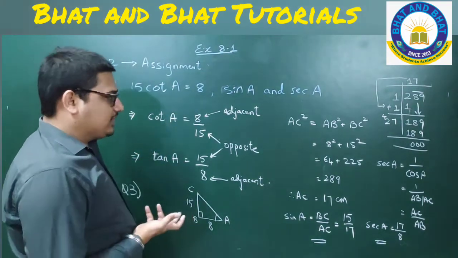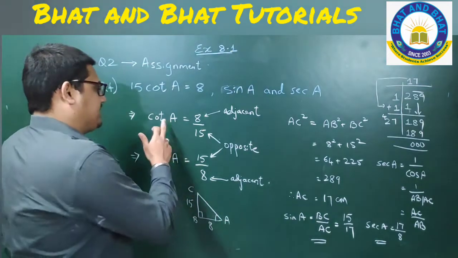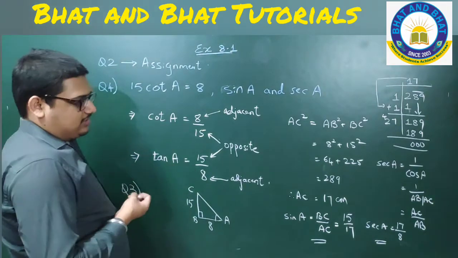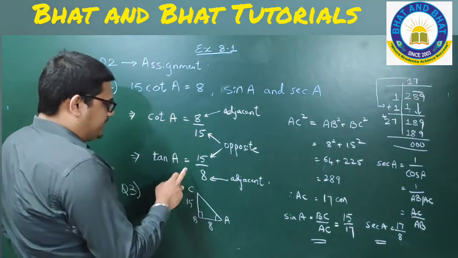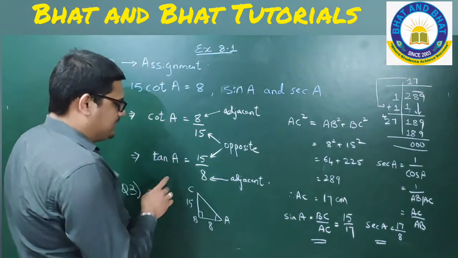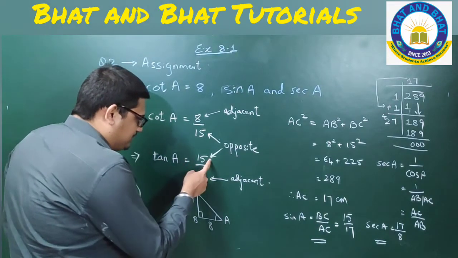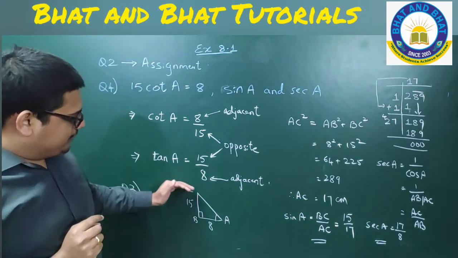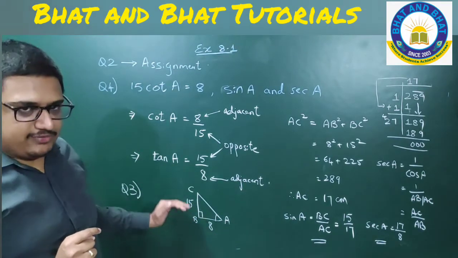From the definition of cot, it is nothing but the adjacent side to angle A divided by the opposite side to angle A. Or I have taken an inverse relation of cot, that is tan A is equal to 1 by cot A, which gives me 15 by 8. And again, by the definition of tan, it is the opposite side to angle A divided by the adjacent side to angle A. So I have done the triangle formulation.